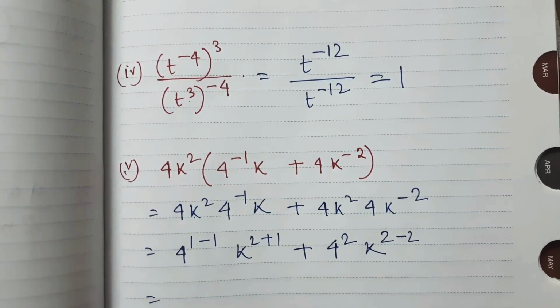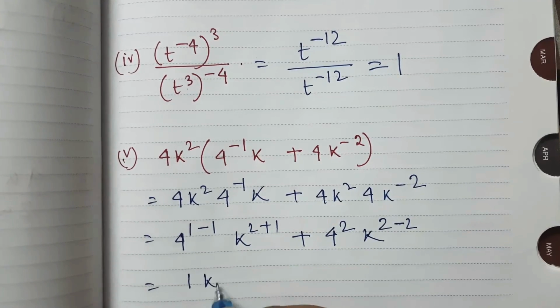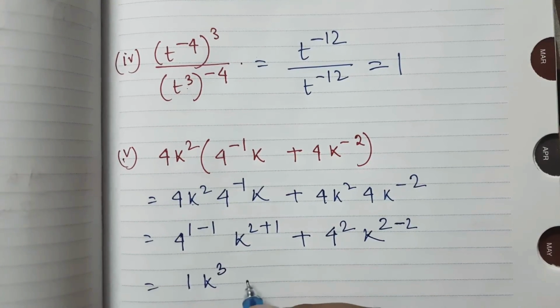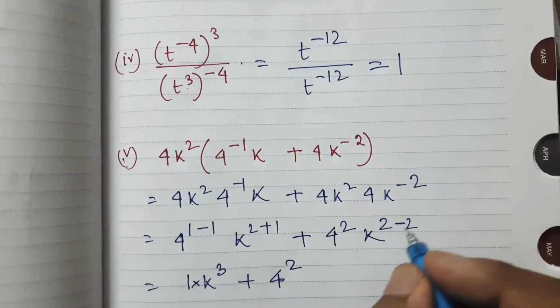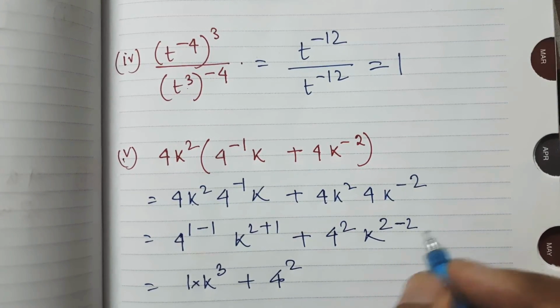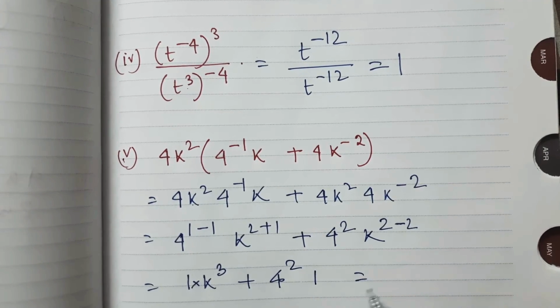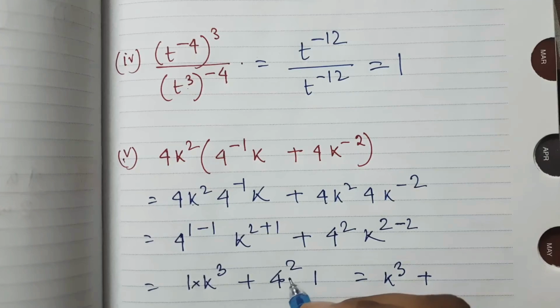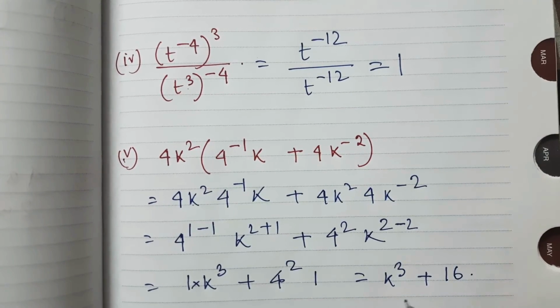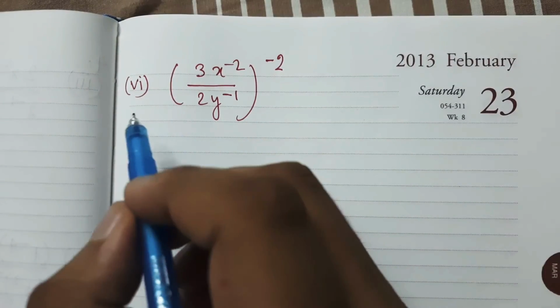So finally 4 to the power 1 minus 1 is 0. So anything to the power 0 is 1. And then k to the power 2 plus 1, 3. Okay. And then 4 square. And then k to the power 2 minus 2 means 0. So k to the power 0 is 1. So the final answer is k cube plus 4 square, means 4 into 4, 16. That is the answer.